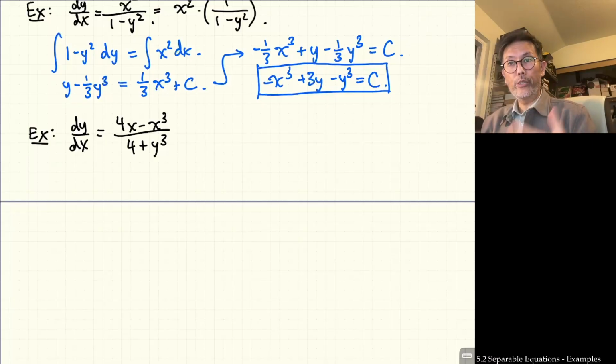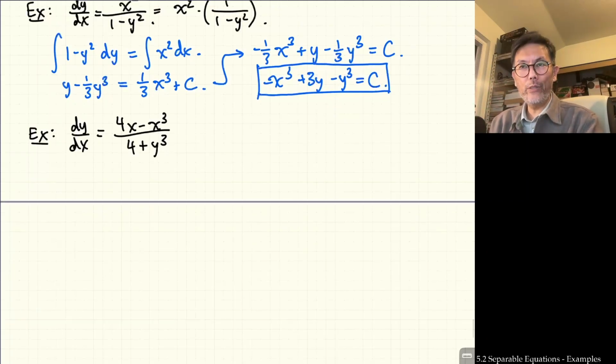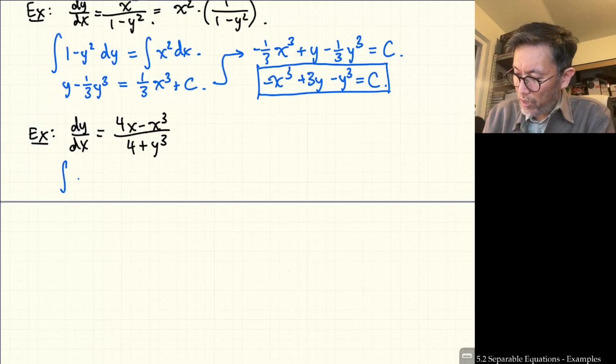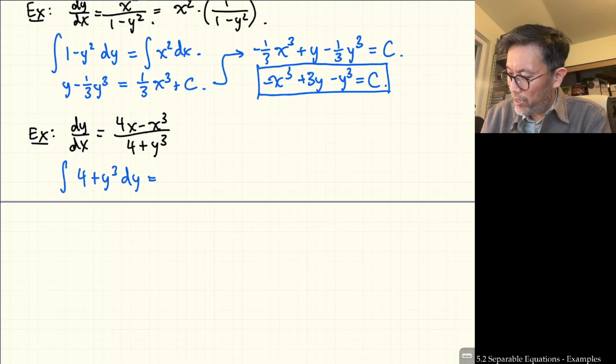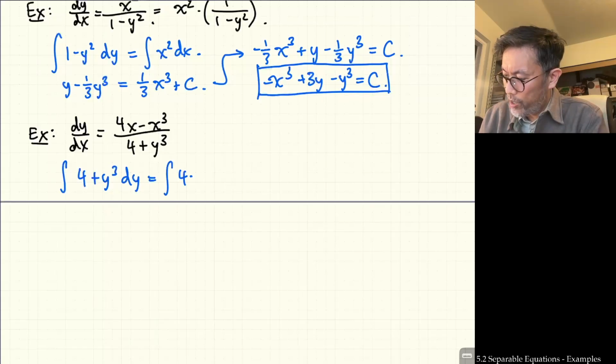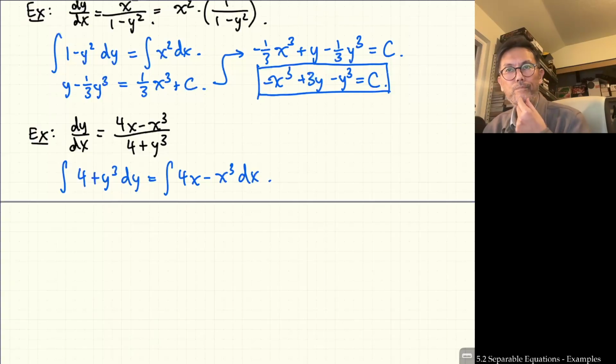We're going to do the usual separation of variables thing because this is a separable equation. I hope you can all identify that. Then we multiply both sides by 4 plus y cubed and move the dx over to the other side, and integrate to get the integral of 4 plus y cubed dy is equal to the integral of 4x minus x cubed dx. What could be simpler, right?